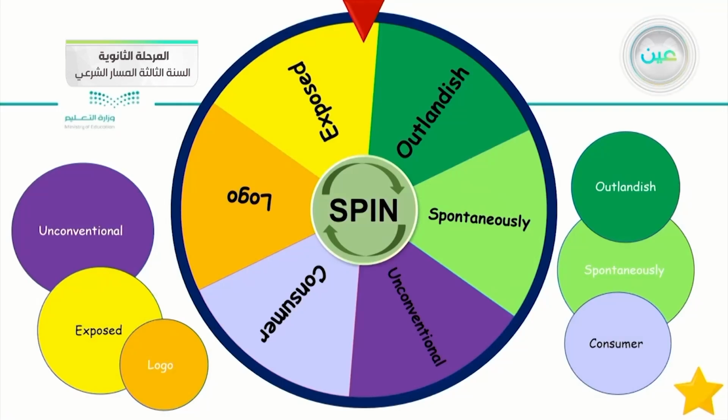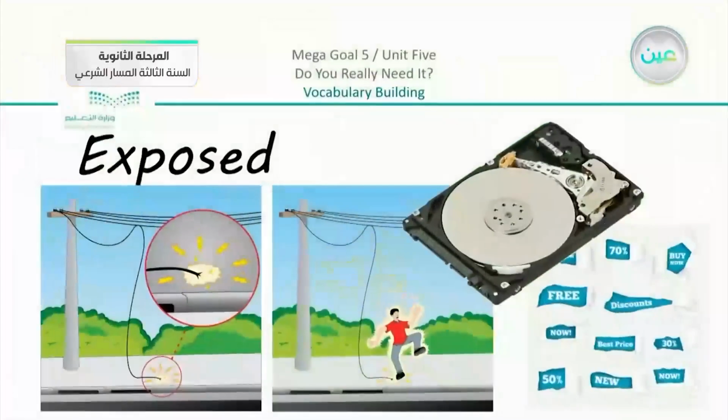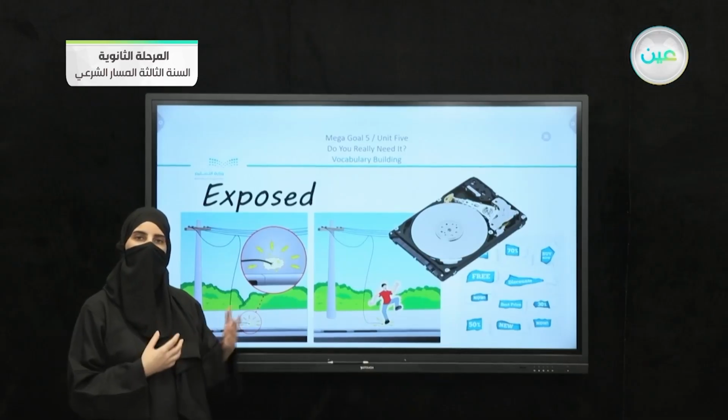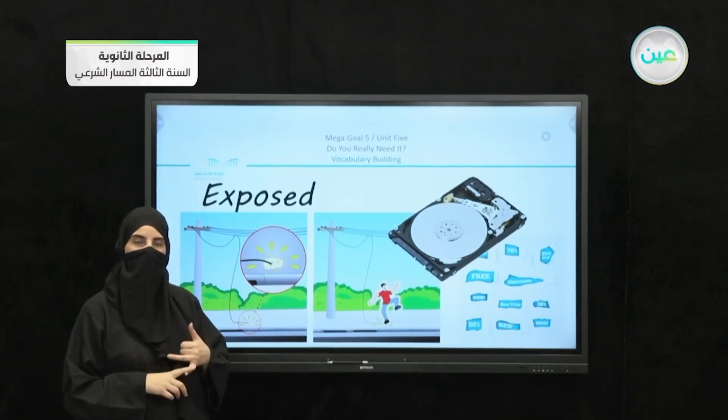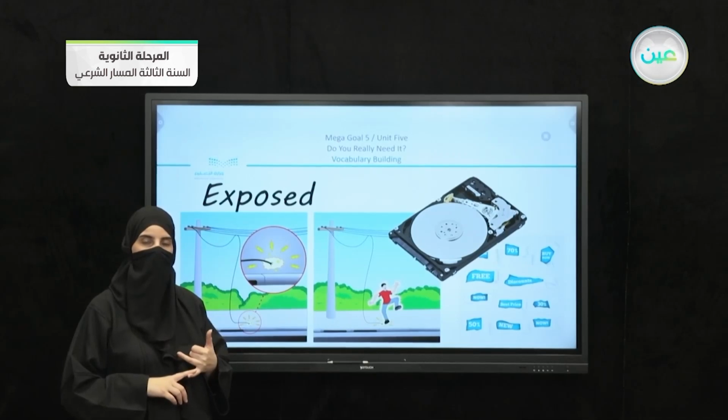We have the word exposed. Let's just see here. You can see that there is a wire that is open, that is exposed. Now here, this can cause some kind of danger. Also, if you have any kind of device and the device is open, it's exposed, it can be something that will be damaged. So there is a threat that this device will be damaged or a person might be hurt.